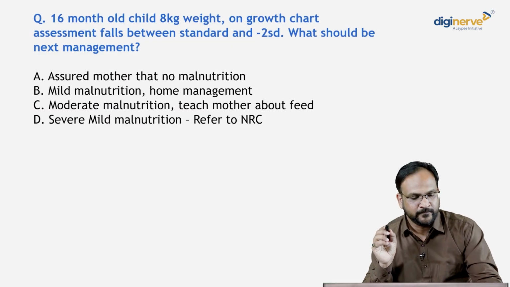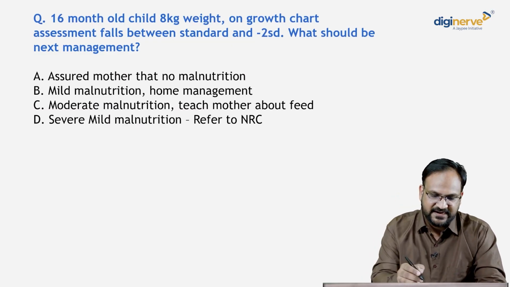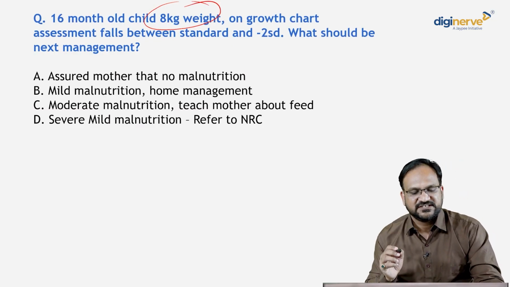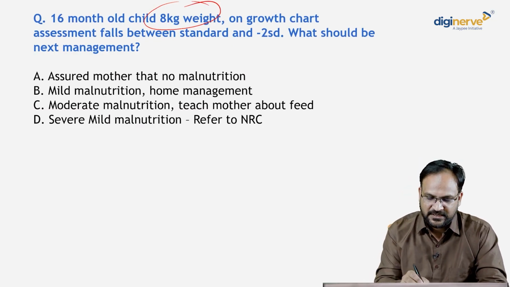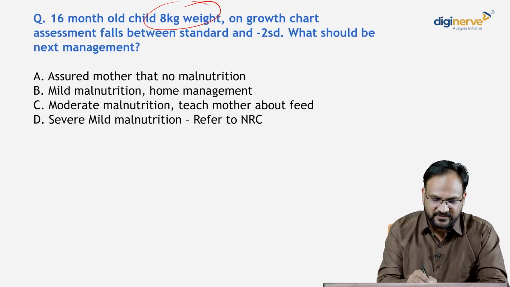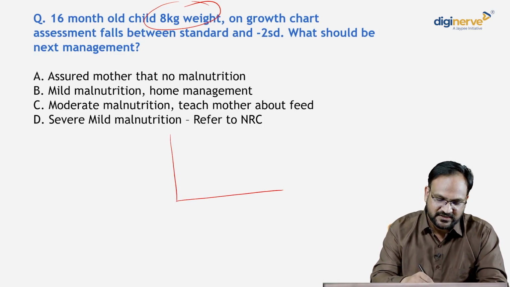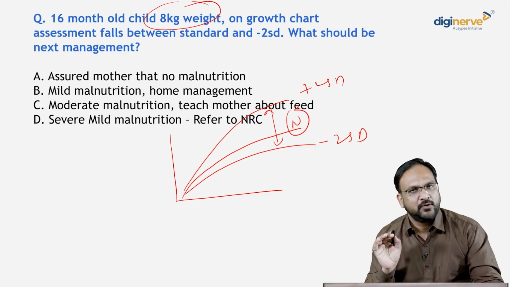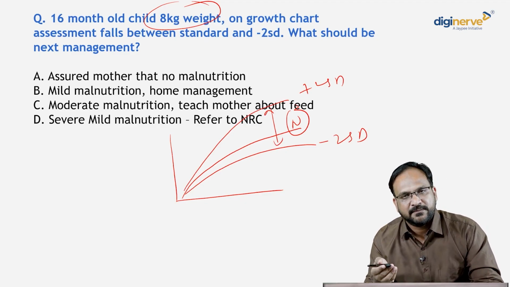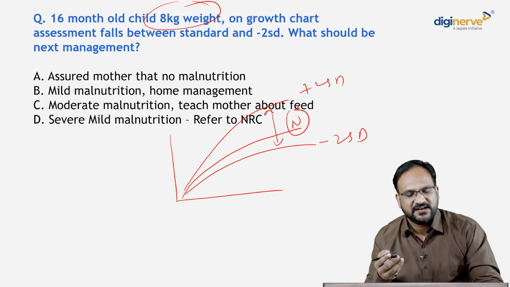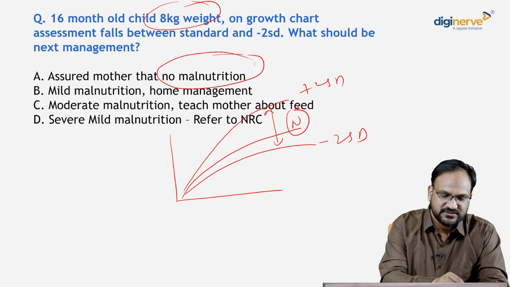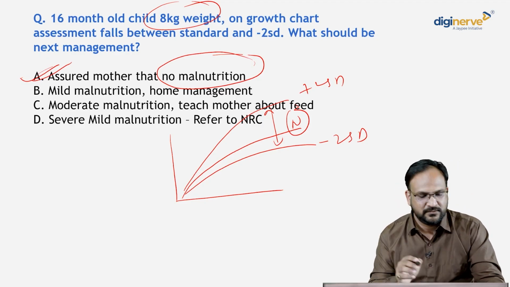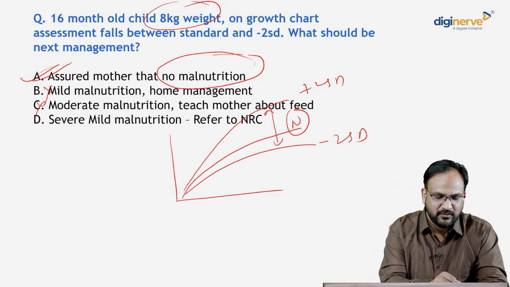Then next question, next MCQ. A 16-month-old child, 8 kg weight. On the growth chart, the assessment falls between the standard and -2 SD. So what should be the next management? When we talk about the growth chart, there is the standard value, and if a child falls between -2 SD and +2 SD, the child is considered normal. So we have to tell the mother, the attendant, that there is no malnutrition. You just assure the mother and do nothing. There is no mild malnutrition, no moderate, no severe.